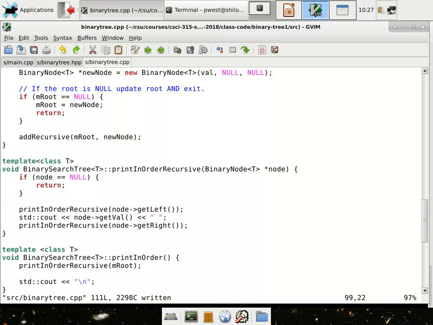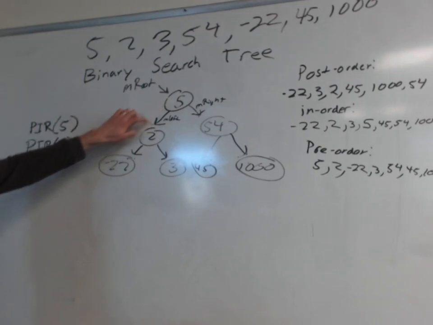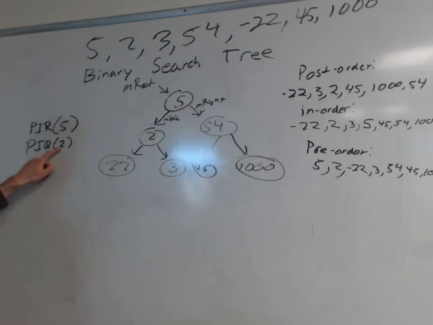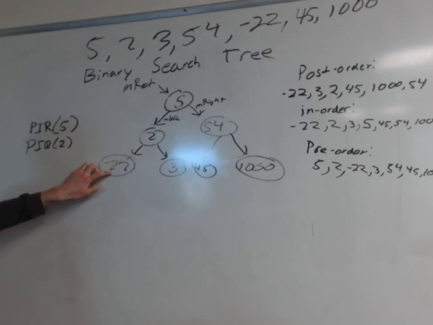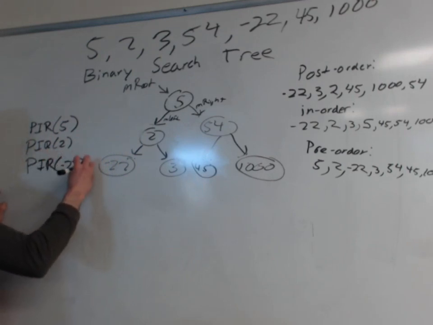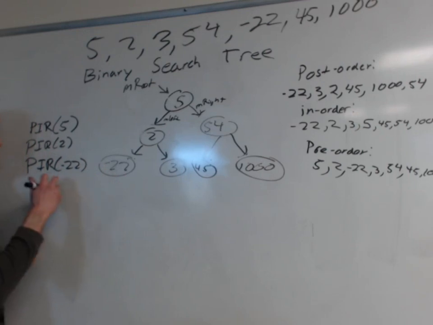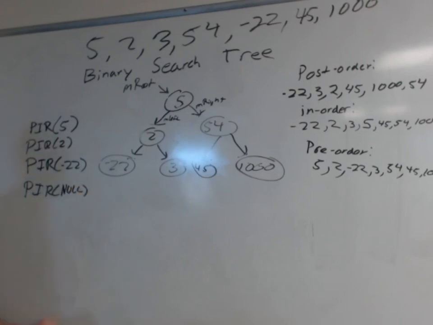Did y'all see that? We started with PIR on 5, up to this node, so we started up here. We're on that call. We need to go to the left. We're still inside that call, but we're calling ourselves again with the 2. So we're inside of print in order recursive 2. We're at this guy. He's not null. We're going to first go to the left, which is negative 22. We're going to also go to his left next, which is what? Null. Since he's null, what do we do? Return. So we get rid of him.